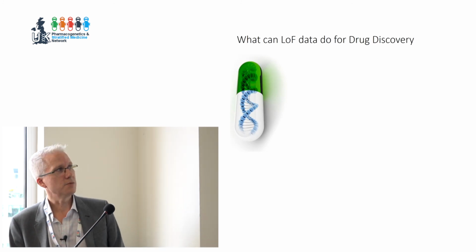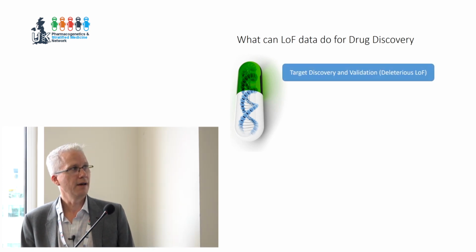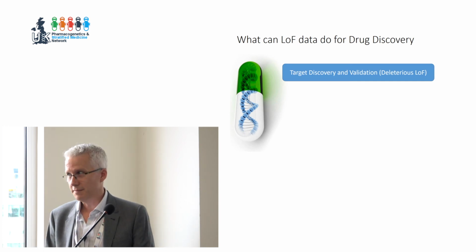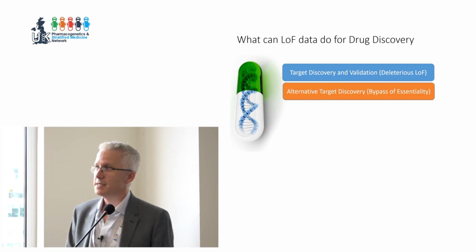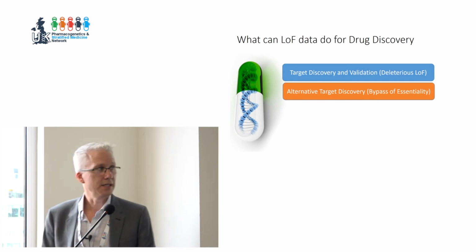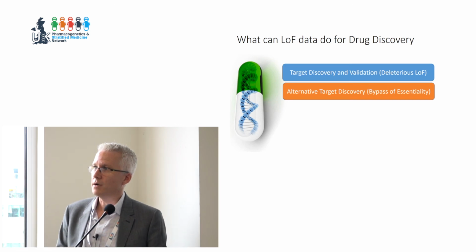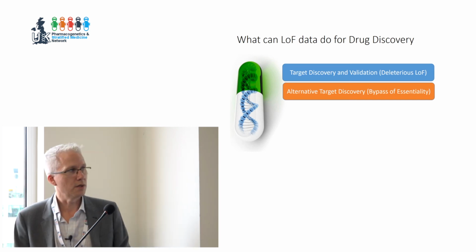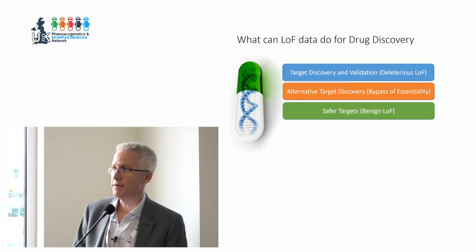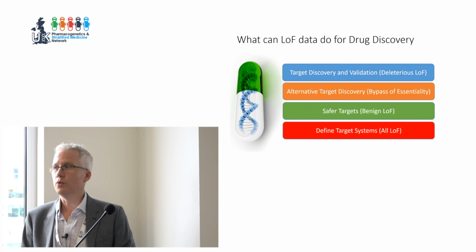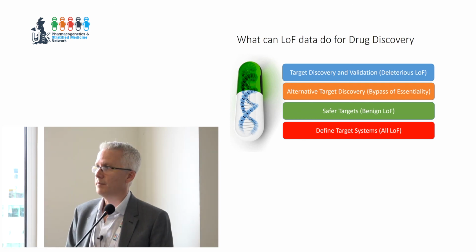And just to summarize, what can LOF do for drug discovery? I think, hopefully you've seen it here. It can validate targets, the damaging variants. We've been doing that for a long time. The bypass of essentiality I'm really excited about, and could potentially identify alternative targets, could actually expand our understanding of what is druggable. Safer targets can be found with benign LOF, and all of the LOF data, I think, can tell us about target systems and interactions.